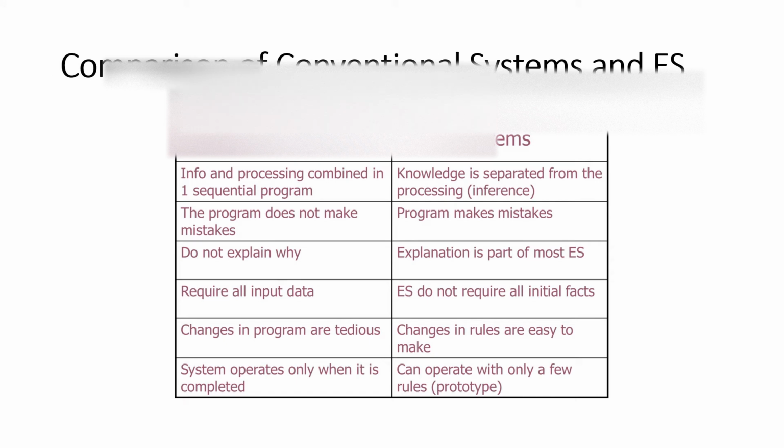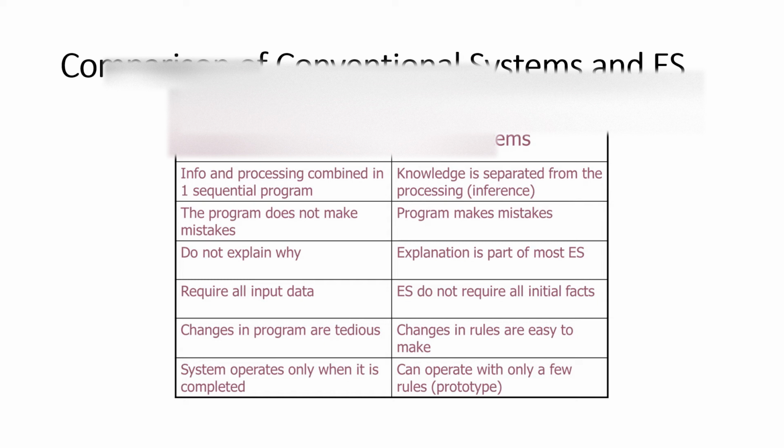Now coming to the comparison between conventional systems or traditional systems and expert systems. So this is the comparison between these two. The first one is, in case of conventional systems, information and processing is combined in one sequential program. We write one program, each and every step is written in that program, a sequential program, then those instructions are executed one by one. So this happens in conventional system, but in case of expert systems, the knowledge is separated from the processing.